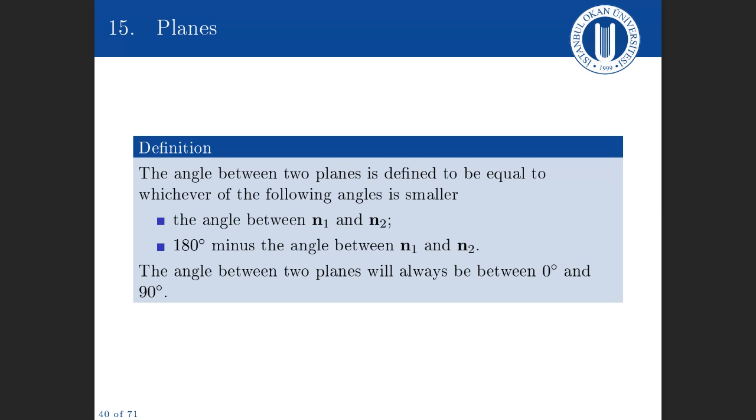The angle between two planes is defined to be equal to whichever of the following angles is the smaller angle. Either the angle between N1 and N2, or 180 degrees minus the angle between N1 and N2. This is because the angle between two planes we want to be always between 0 degrees and 90 degrees.